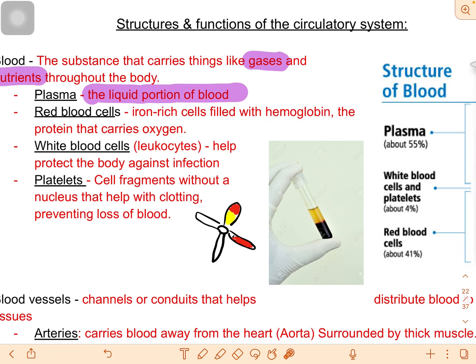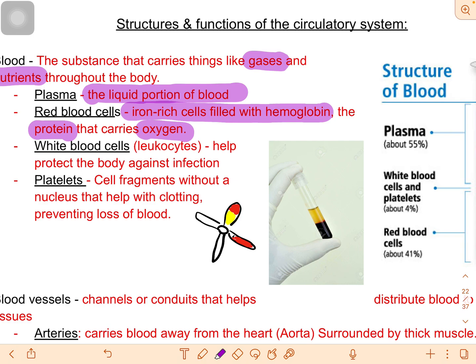And of course, at the bottom are these iron-rich cells that are filled with hemoglobin, all right? These red blood cells get their color from hemoglobin, the protein that actually carries the oxygen. Without going too deeply into the structure of hemoglobin, just know that red blood cells are built especially to hold oxygen and carry it to the rest of your body.